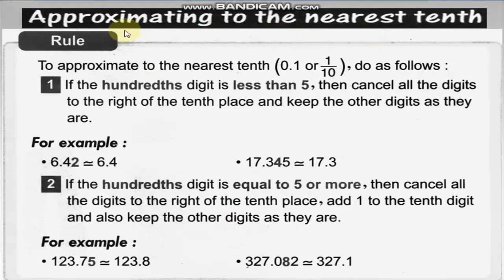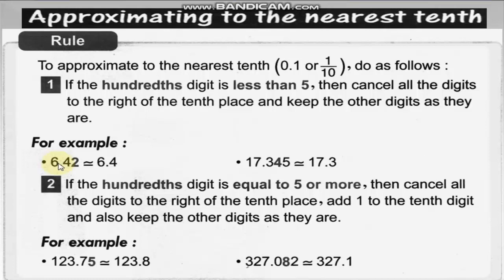Approximate to the nearest tenth. To approximate to the nearest tenth or 0.1 or 1 over 10, do as follows. Number 1: If the hundredth digit is less than 5, that means 4, 3, 2, 1 or 0, then cancel all the digits to the right of the tenth place and keep the other digits as they are.